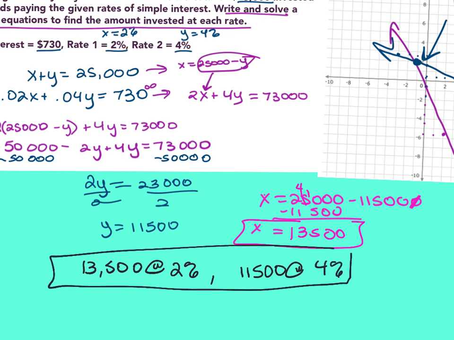So these are also easy to check. Obviously, they should add up to 25,000, but we just subtracted from 25,000, so that should be fine. But with a scientific calculator, I can quickly say 13,500 times 0.02 and 11,500 times 0.04. Add them together and make sure that it's equal to that $730. So these are easier to check.